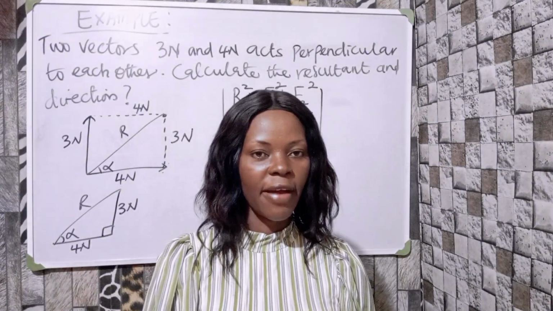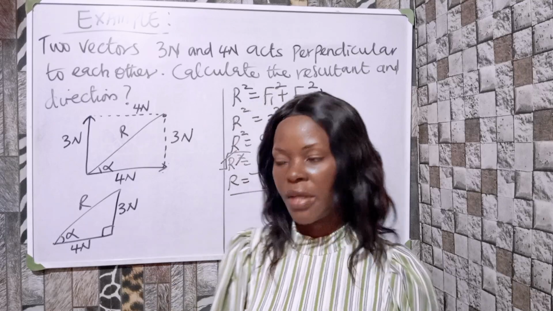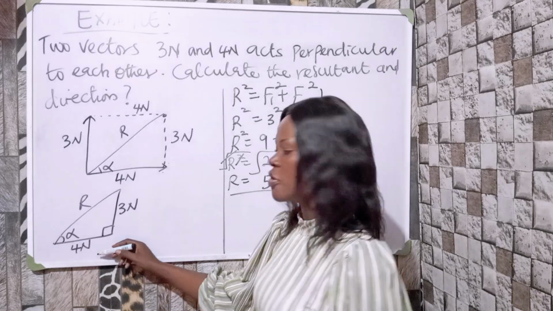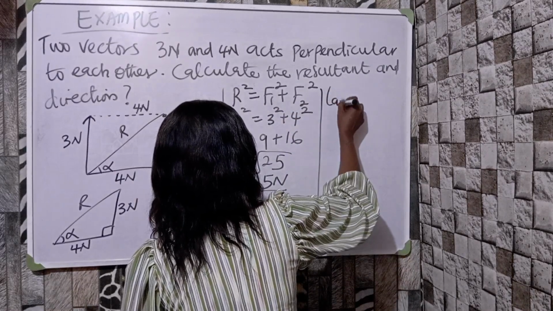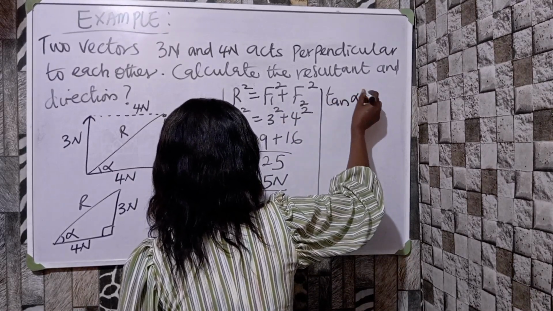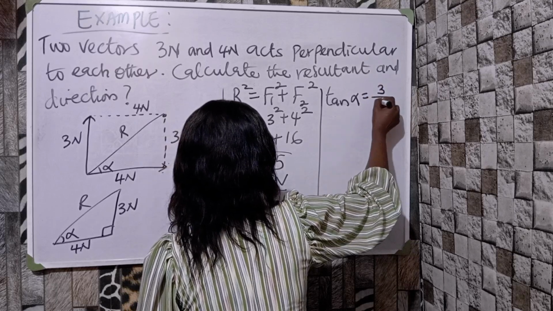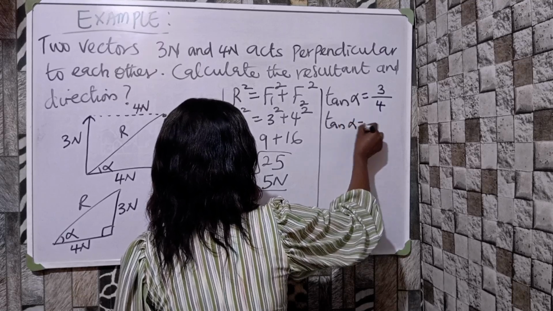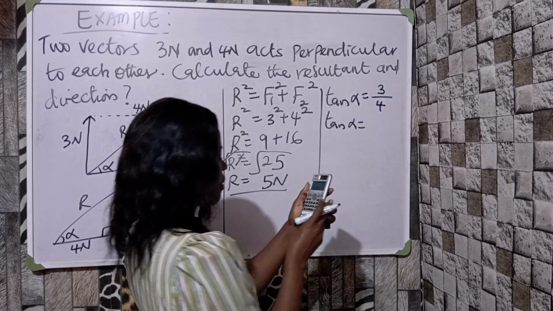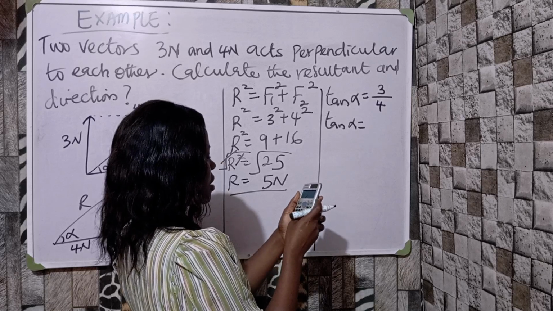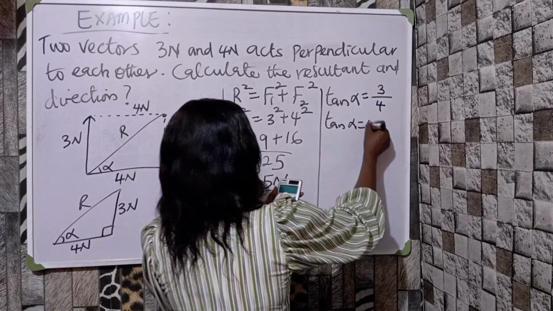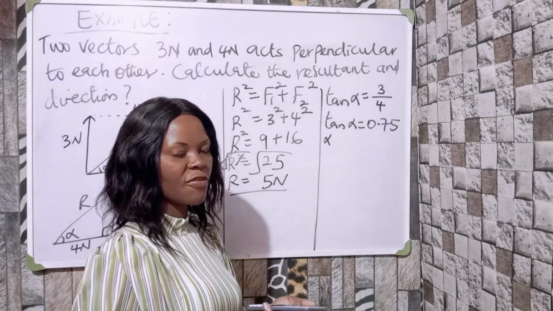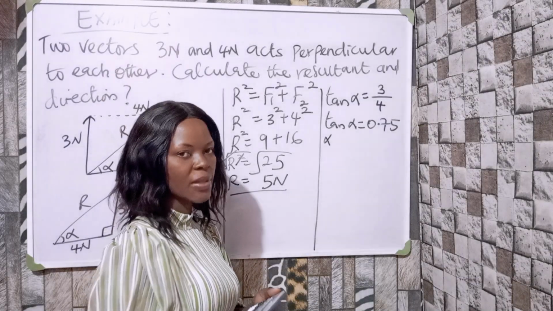So let us look for the direction. We are going to use tan, and tan is opposite over adjacent. Right? So let's go. Tan alpha is equal to, my opposite is 3, while the adjacent is 4. So using our calculator, 3 divided by 4 is going to give me 0.75. Since I'm looking for the alpha, I'm going to do tan inverse of 0.75.